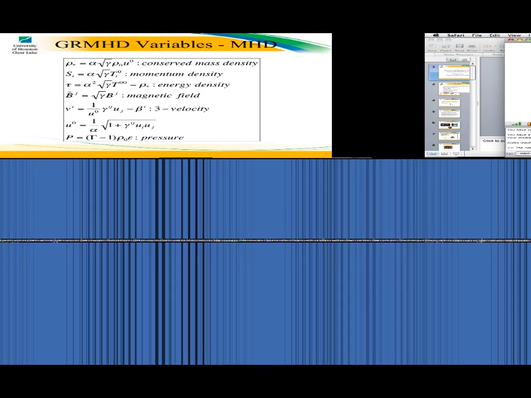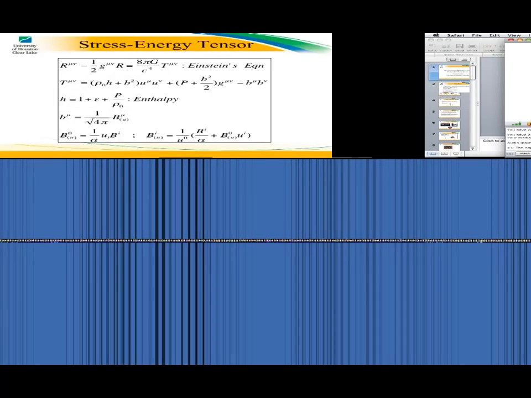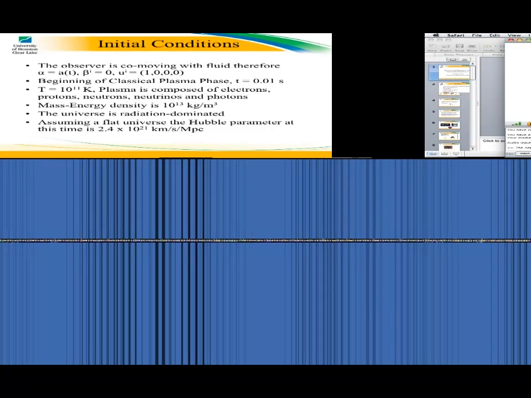So if you've got the specific energy, you can kind of estimate temperature. And in the magnetic field, we use a 4 magnetic field for some of the variables. So we've got our initial conditions, where we're assuming that the observer, you have to choose a gauge, so we can choose an observer, and we say that they're co-moving with the fluid. So our lapse is not going to be the scale factor, it's actually going to be unity.